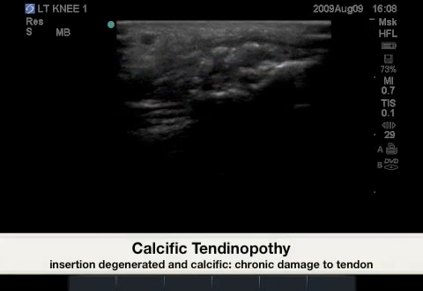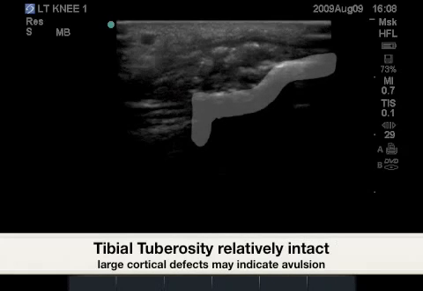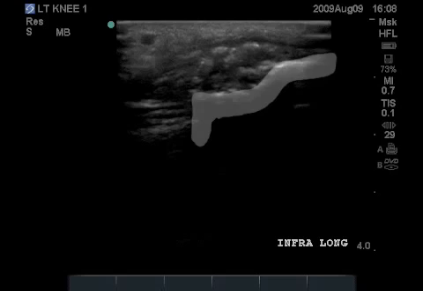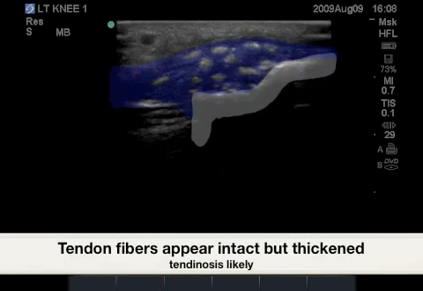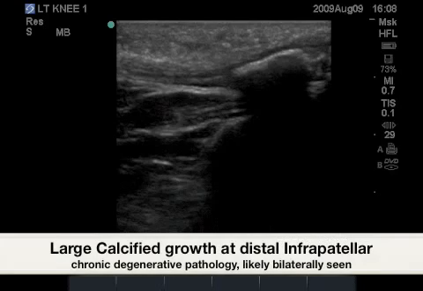In the next image, we see diffuse calcific tendinosis, the insertion of the infrapatellar tendon to the tibial tuberosity, highlighted in white. Highlighted in blue would be the tendon fibers, which are infiltrated by these hyperechoic shadowing calculi. In this image, we see a larger single calcific body at the insertion of the infrapatellar tendon.